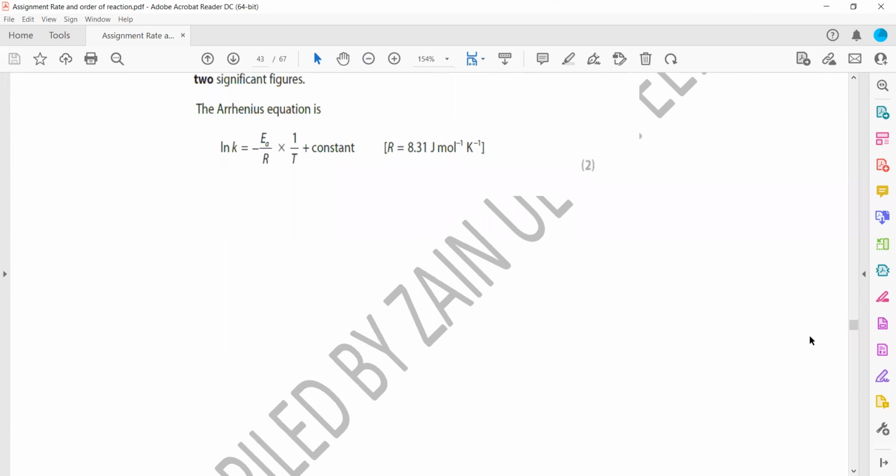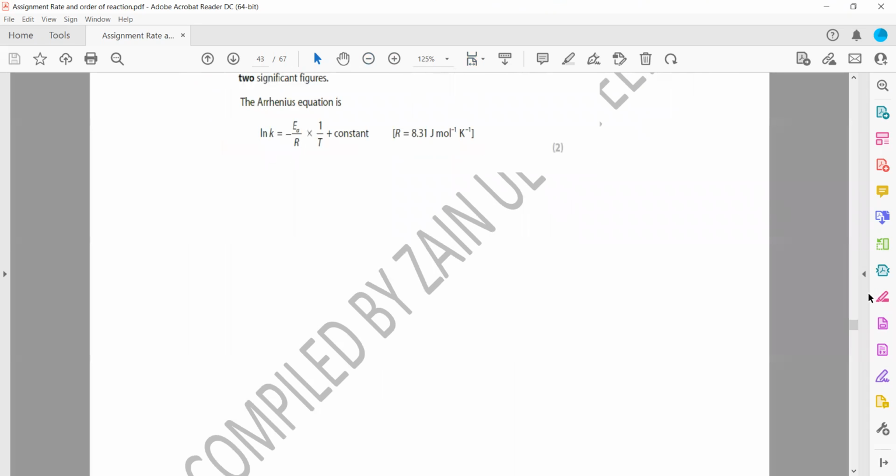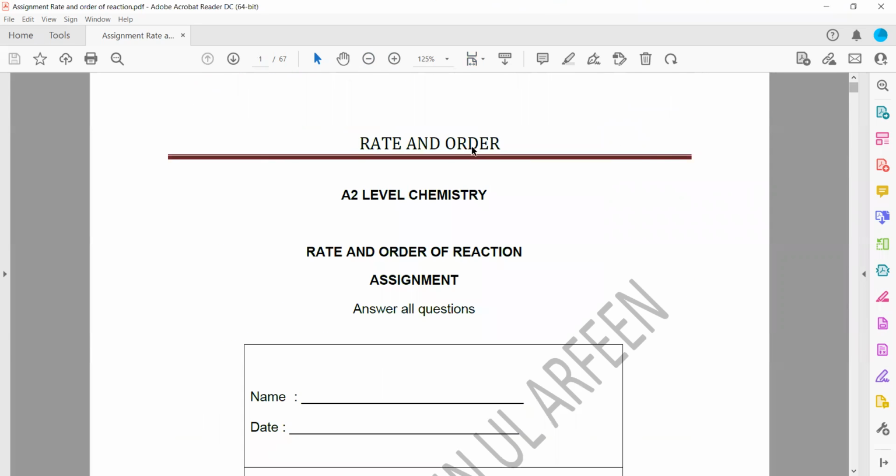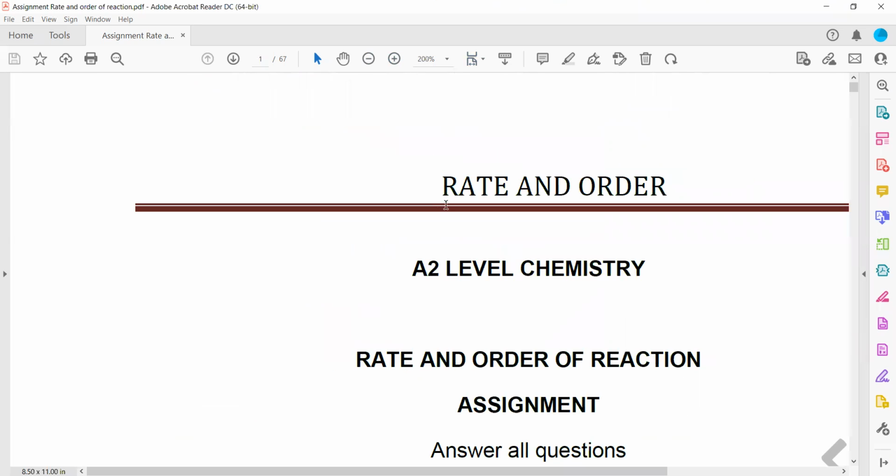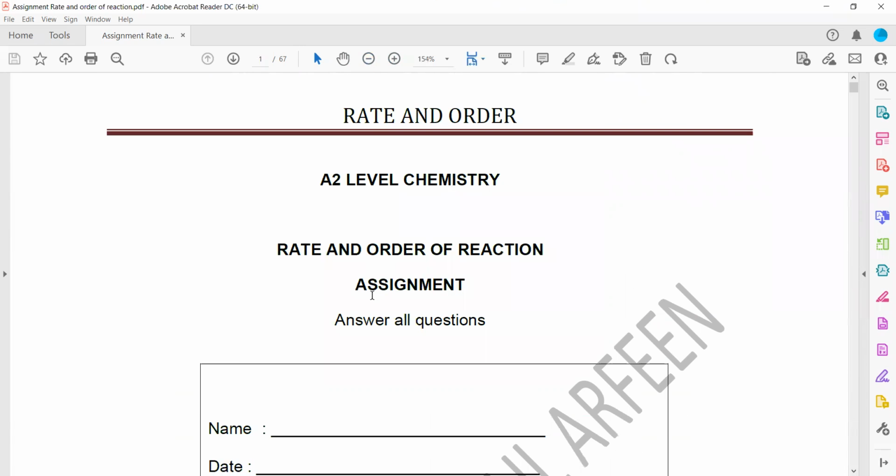So these are the questions related to the first assignment, which was about the rate and order of the reaction. Any other question or doubt? Okay, so I'll share this with you.